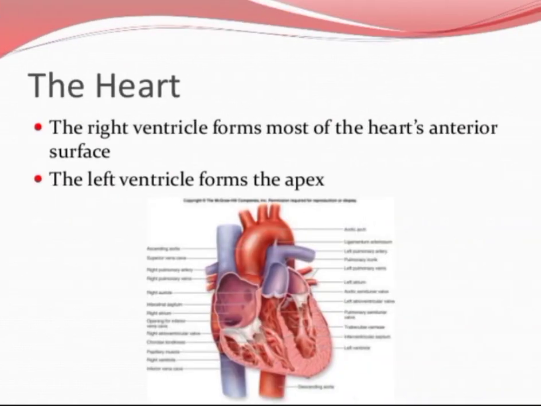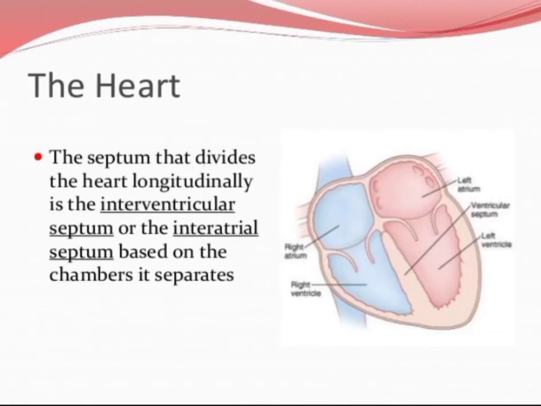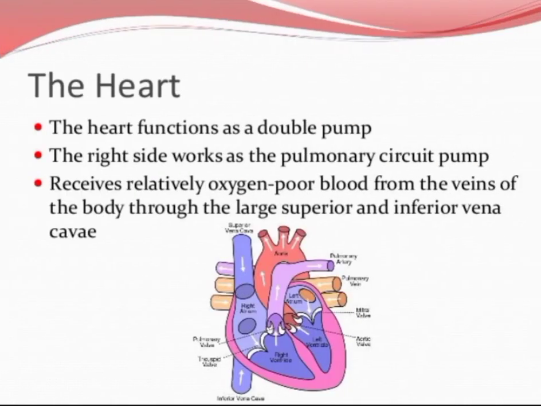The right ventricle forms most of the heart's anterior surface. The left ventricle forms the apex of the heart. The septum that divides the heart longitudinally is the interventricular septum or interatrial septum, based on the chambers it separates. We can easily understand this by looking at the diagram displayed on the screen. The heart functions as a double pump. The right side works as the pulmonary circuit pump, receiving relatively oxygen-poor blood from the veins of the body through the large superior and inferior vena cava.